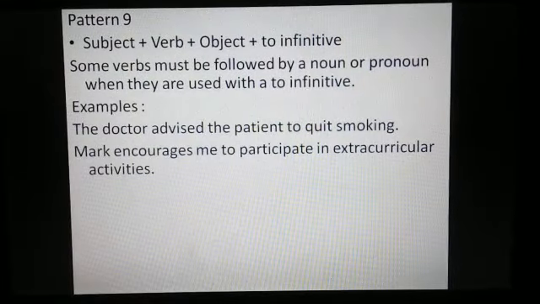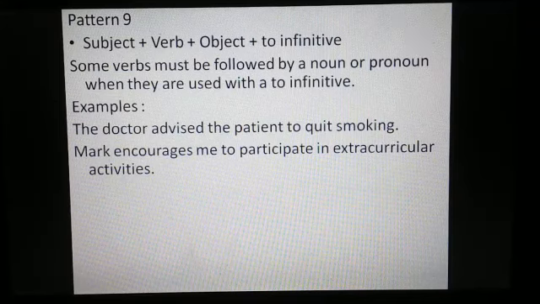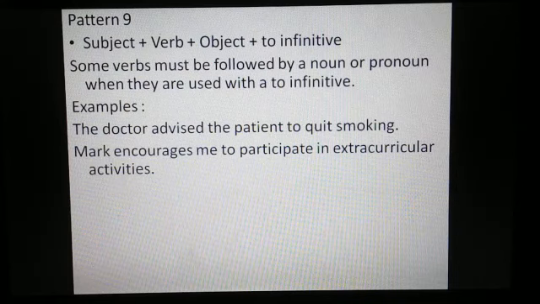Mark encourages me to participate in extracurricular activities. Mark is the subject. Encourages is the first form of the verb, encourage. Me is the object. To participate is to infinitive. In extracurricular activities is an adverbial.